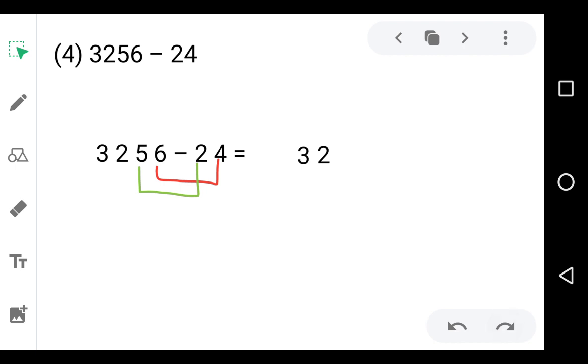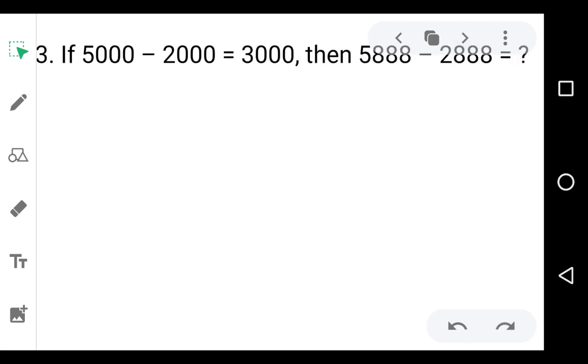Then at the tens place we have to subtract 2 from 5. 5 minus 2, 3. At the hundred place there is only one digit 2. So we write 2. At the thousand place again there is only one digit. So we write here 3. So we get the answer 3,232. Now come to the next question.